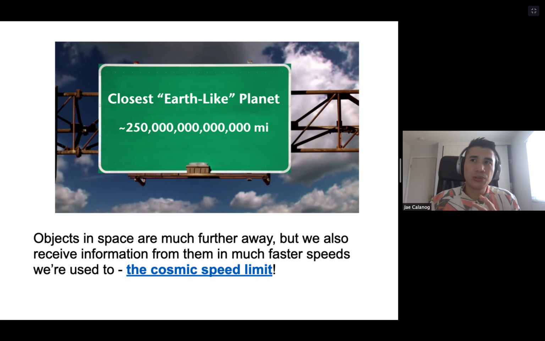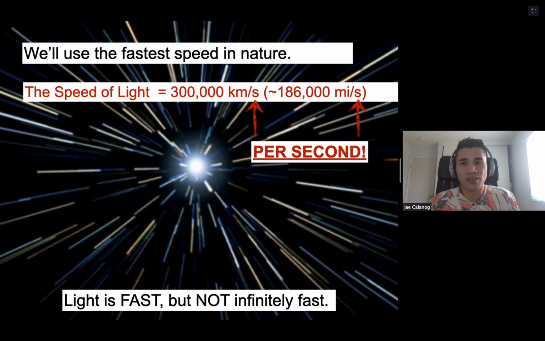Okay, so we do know that objects in space are much, much further away, but we also receive information from them at much faster speeds than we're used to. And so that's something that we can exploit to describe a new unit of distance. And so the fastest speed that information can travel is known as the cosmic speed limit, or in other words, the speed of light, the fastest speed in nature, right?